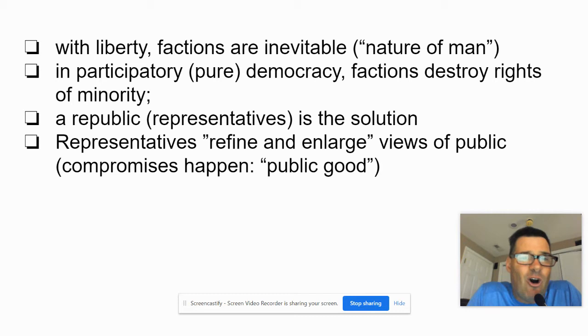So they're basically going to take all these different ideas, some of which may be, let's be frank, crazy, and they'll refine them. They'll make them a little more amenable to a larger group. They'll make them better ideas. They'll compromise, and this will lead to what we call the public good, where laws that are passed help most of the people, and that's better than it helping just 51% and ruining the 49% who lost the election.